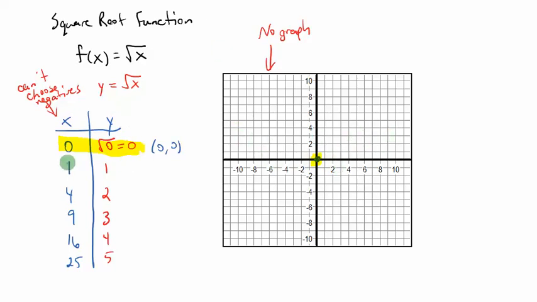Okay, if I use the ordered pair 1, 1, that goes here. So if x is 1, y is 1. If x is 4, y is 2. That's because the square root of 4 is 2. The y values are the square roots of the x values.